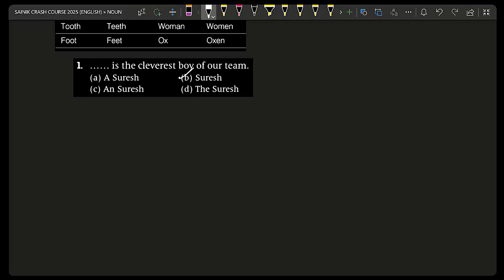For example, you have boy, and let's take an example of day. If it is preceded by a vowel, directly S will be added. But if it is preceded by a consonant, you will get IES.